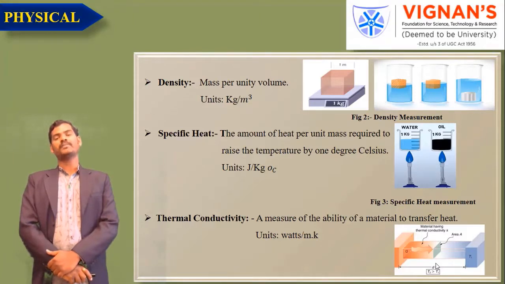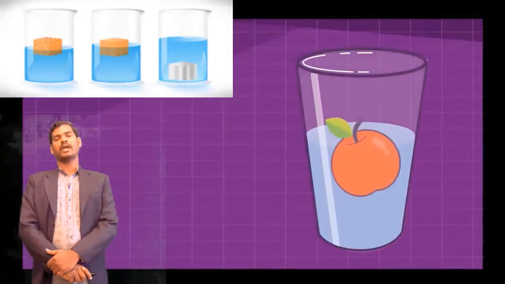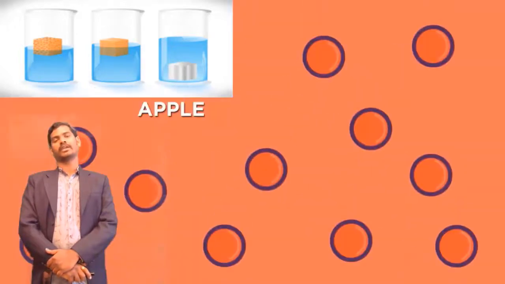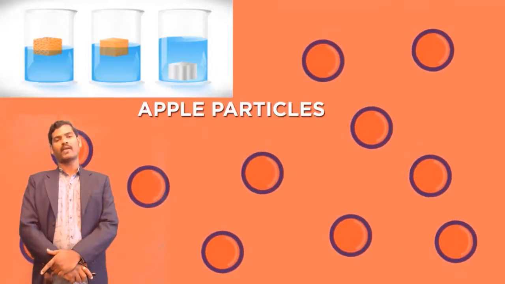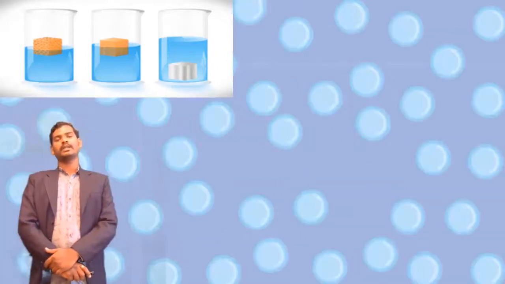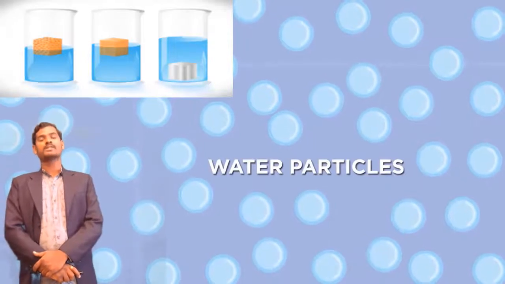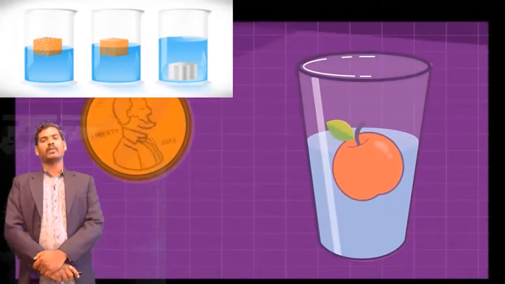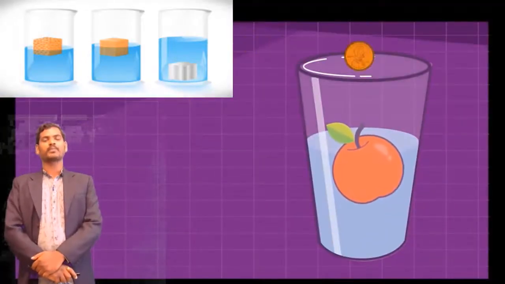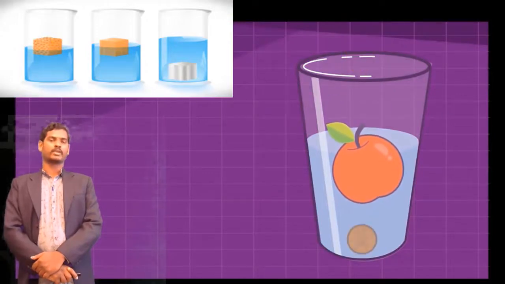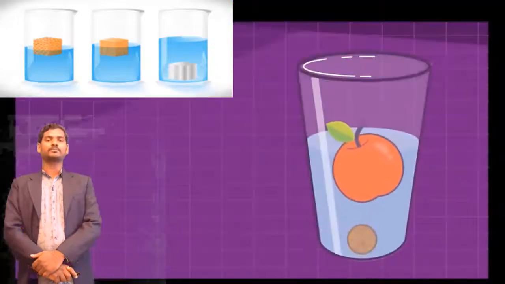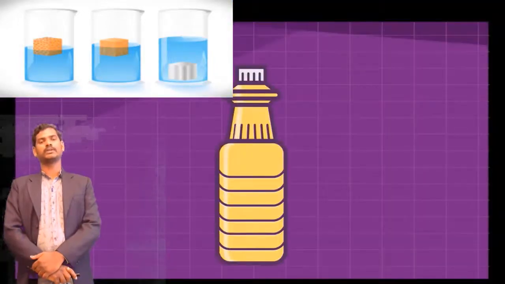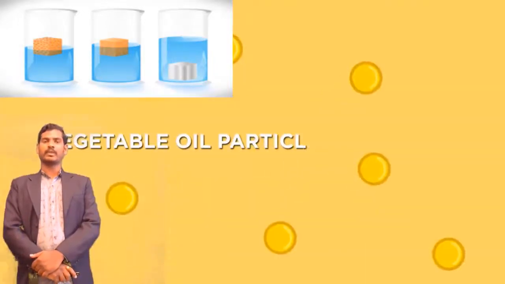We are taking three vessels. Every vessel will be filled with a liquid, that means water or oil, depending upon your availability. I am taking three different materials of the same dimension. What are the materials I am taking here? First material is a porous material like sponge. Second material is wood. Third one is some metal.